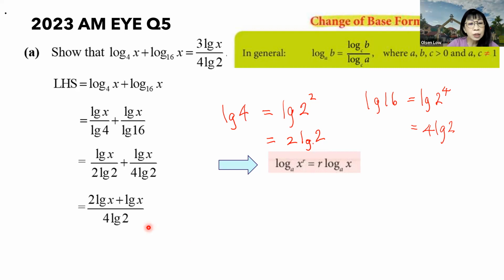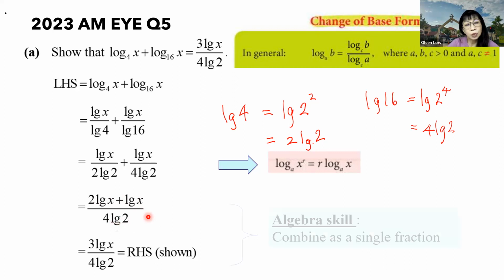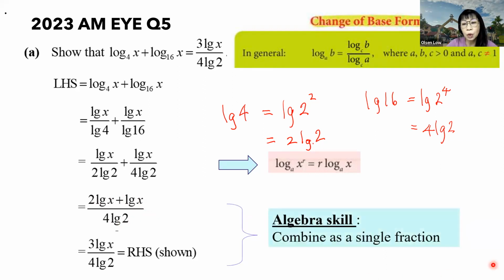And what I do is, we just need to simply combine the two fractions as a single fraction. Once I have done that, I am done, so I equals the right hand side. Over here, the skill that you need is combining the two fractions as a single fraction. So again, you will need your algebra skill. With this, part A is done.